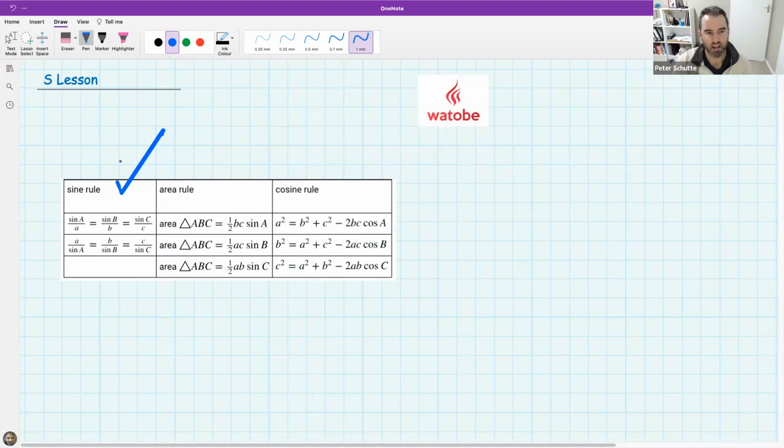You can write the sine rule with the focus being on the angle, so then you would write the sine of the angle on top. Or you could write it with the side opposite the angle being on the top. But this is still called the sine rule. And then there's something called the area rule, which helps you find the area of triangles.